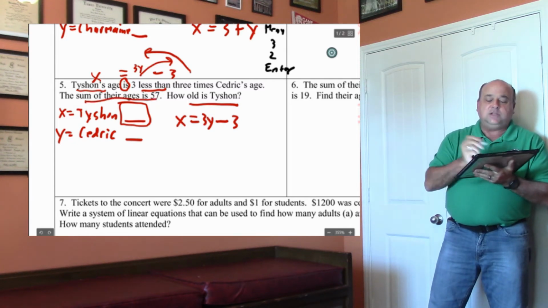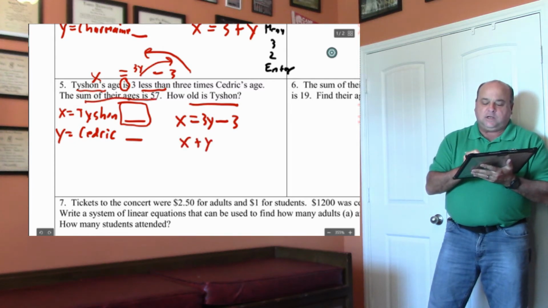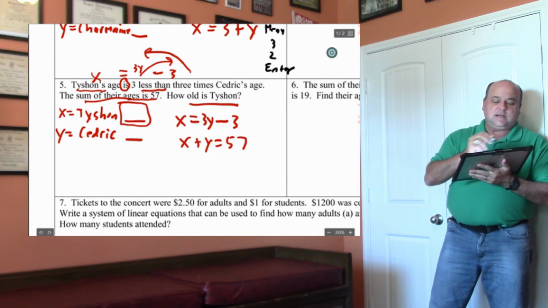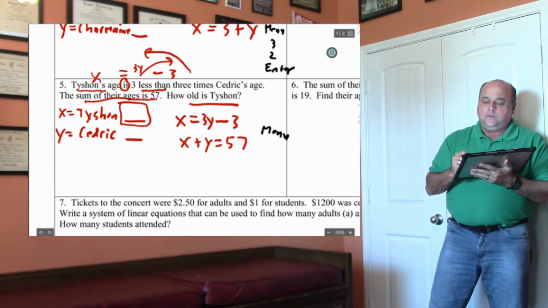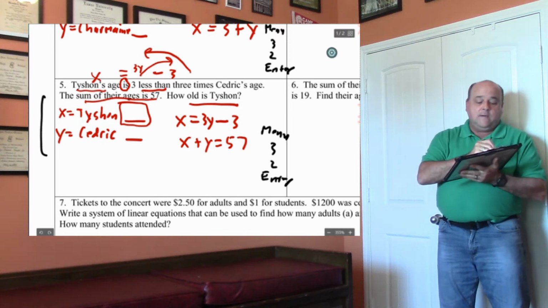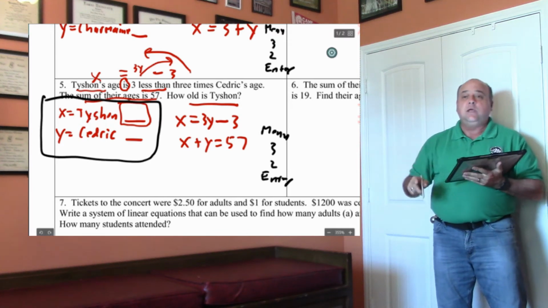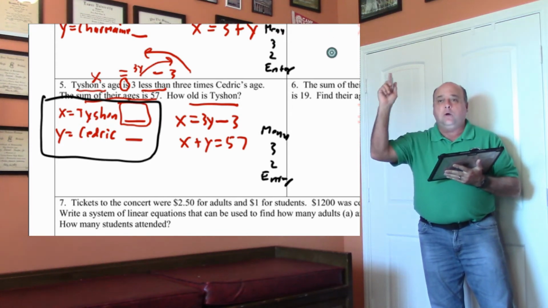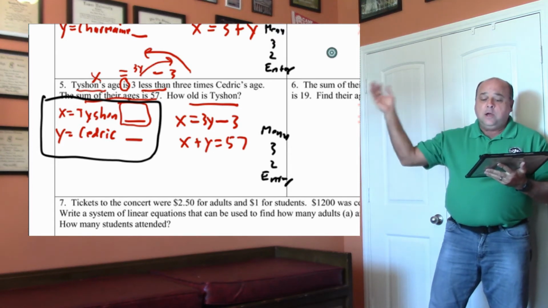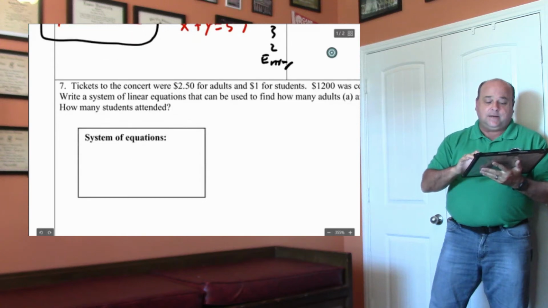The sum of their ages is 57. x plus y equals 57. That's a piece of cake. You're just going to type in menu, 3, 2, enter. Type these in, and remember, they want Tashawn's age, which is x. Very important you're doing this. Know what your x and y is. You always have to use x and y if you're going to use the calculator. Notice I'm letting you do the right-hand side here.